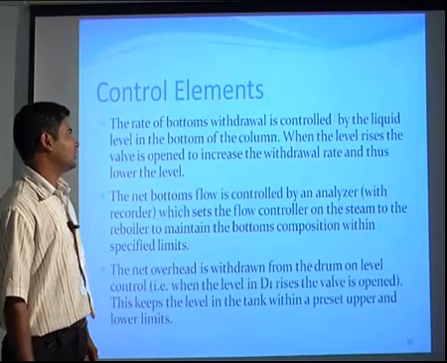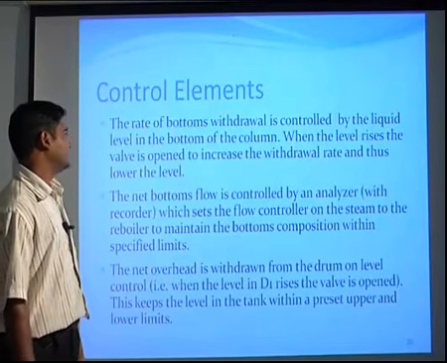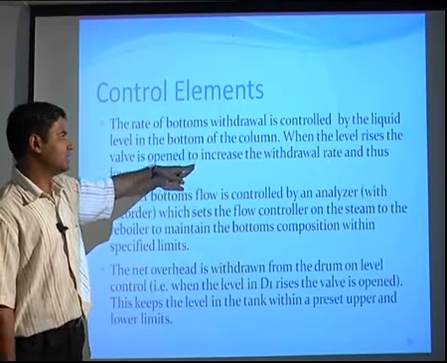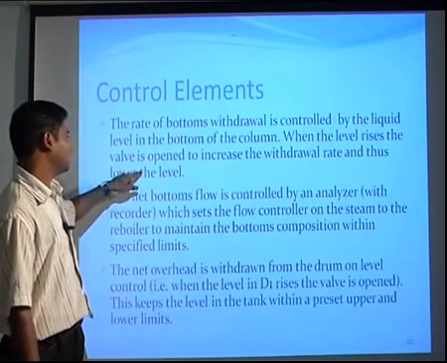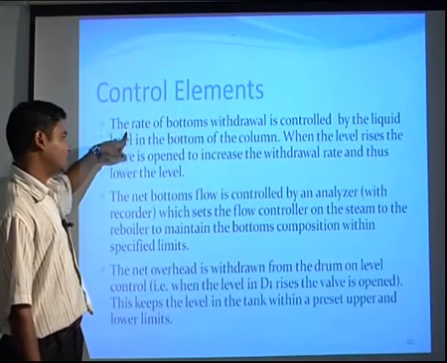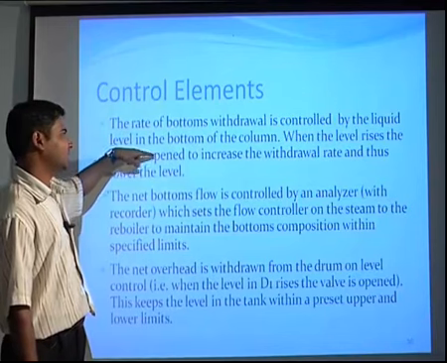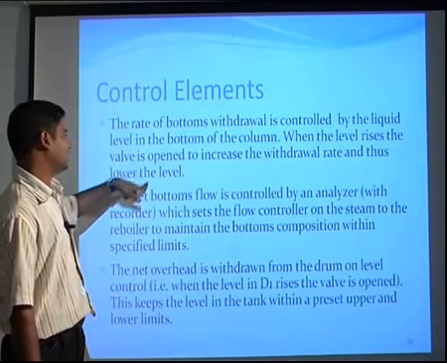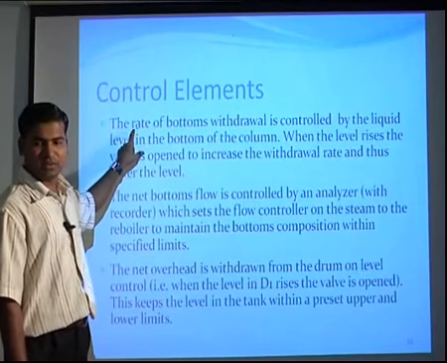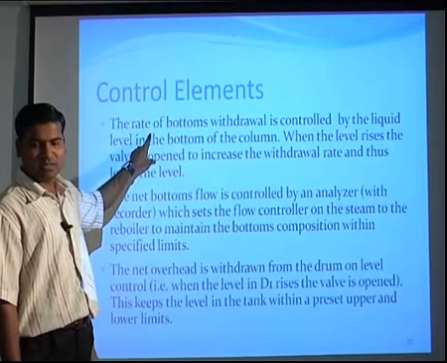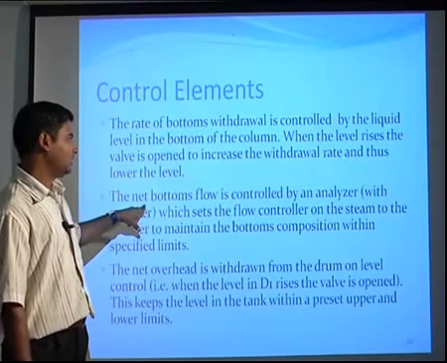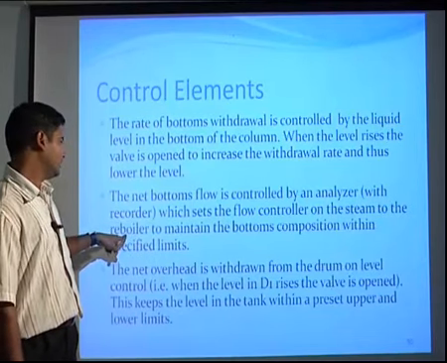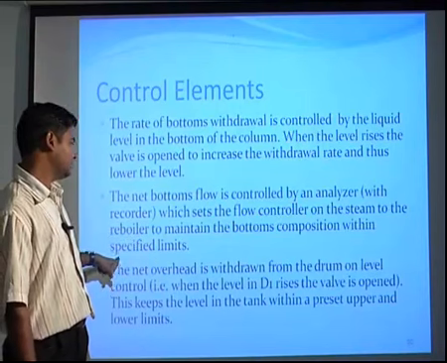The rate of bottoms withdrawal is controlled by the liquid level in the bottom of the column. When the level rises, the valve is opened to increase the withdrawal rate and thus lower the level. So the bottoms is controlled by the level indicator. Bottom withdrawal is controlled by the valve over there. The net bottom flow is controlled by an analyzer which sets the flow controller on this stream to the reboiler to maintain the bottom composition within the specified limits.